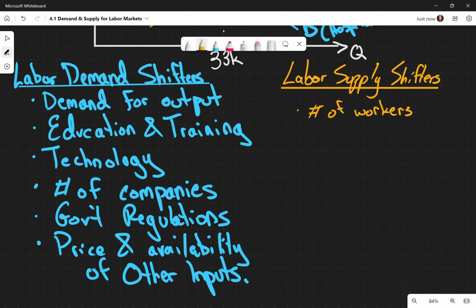What if you increase the age of retirement, like France just did recently, right? That's going to increase the supply of labor. It's going to shift the supply of labor outwards. So different government policies are going to impact the number of available workers, which is going to impact the relative labor supply. The second one is what you were talking about, Su Yang, the required education.